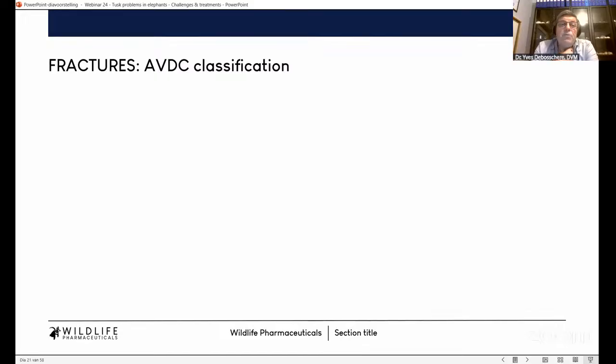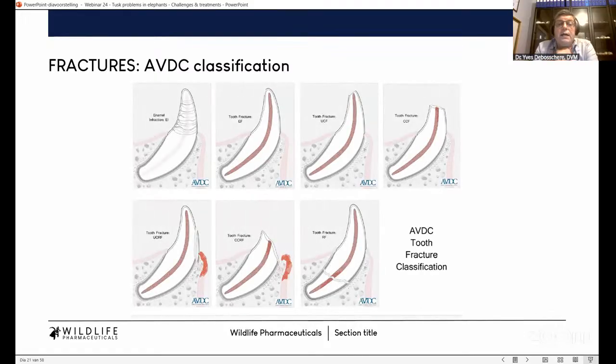And I will start with the AVDC classification. AVDC stands for the American Veterinary Dental College, and they classified tooth fractures like this. The first one is the enamel infraction, which of course we will not see directly, a tooth fracture as an enamel fracture. As there is no enamel in an elephant tusk, other than at the tip, that is not happening, but the next ones are happening.